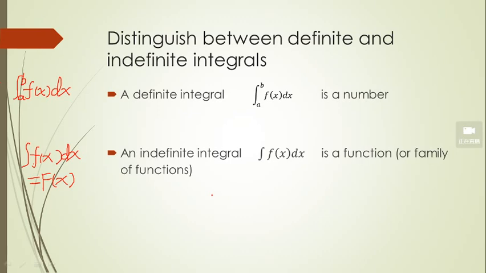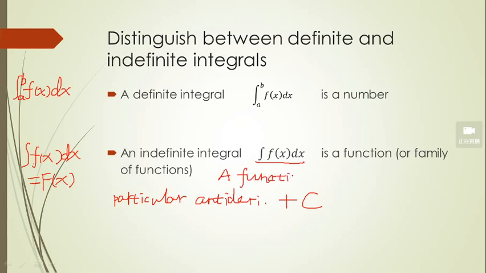So it will be why we call it the family of functions. It should be the particular antiderivative plus c, right? Which implies shifting the particular antiderivative either upward or downward by c units. So here it is a function of x, right? The antiderivative is a function of x.